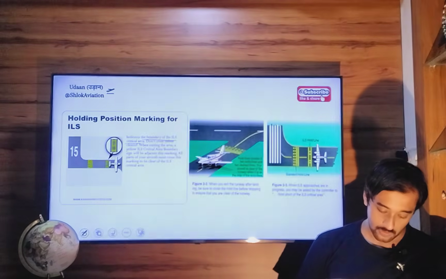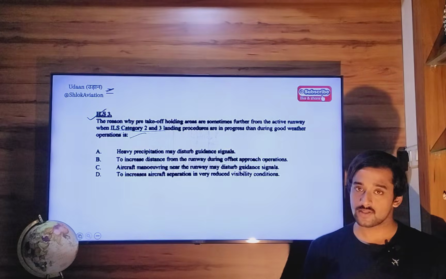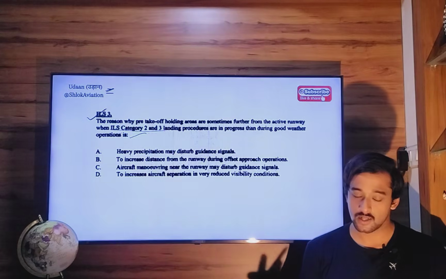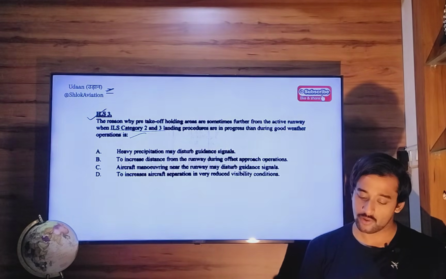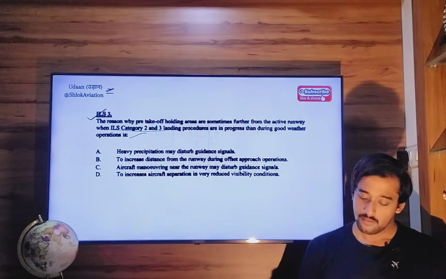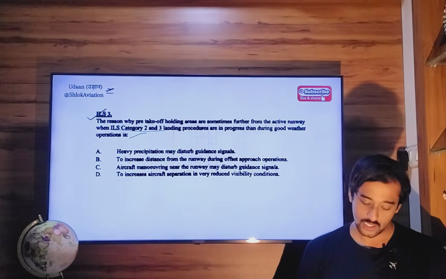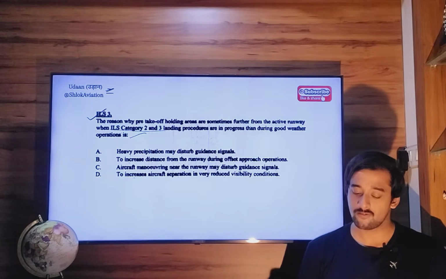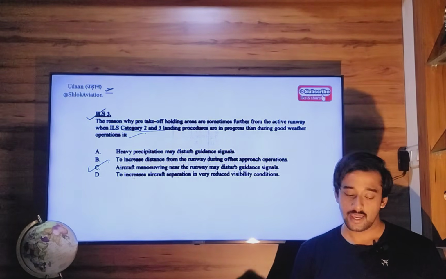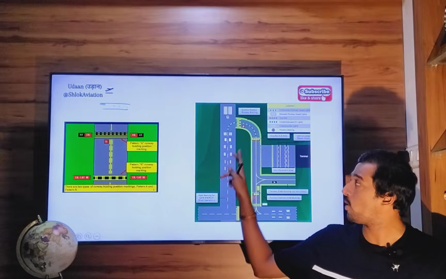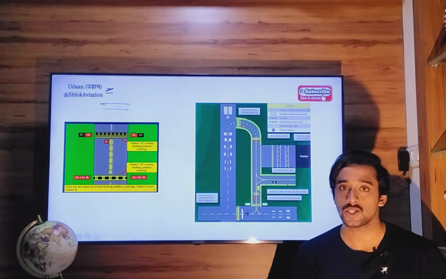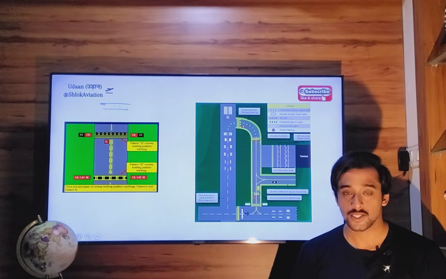Okay, so over here, what is the reason we have this ILS holding point? Heavy precipitation may disturb guidance signals, to increase distance from the runway during offset approach operations. Aircraft maneuvering near the active runway may disturb ILS guidance signals, to increase aircraft separation in very reduced visibility conditions. So option C is the right answer. Okay, we have ILS holding points so as to position all aircraft away from the active runway so that they may not interfere with the ILS operations or ILS guidance signals.